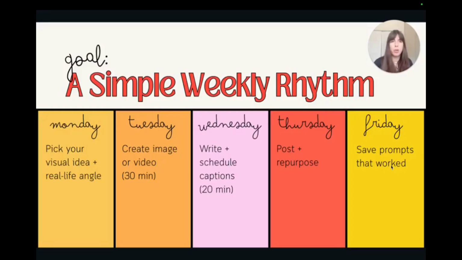Your weekly goal. This is how your week is supposed to look. Here's what an AI-powered content routine can look like. Monday, pick your visual idea and real life angle. Tuesday, create an image or a video in 30 minutes. Wednesday, write and schedule caption, 20 minutes. Thursday, post and repurpose. By repurposing, I mean post it on other social platforms. Friday, save the prompt that works. Simple and efficient. This is how I create consistently.